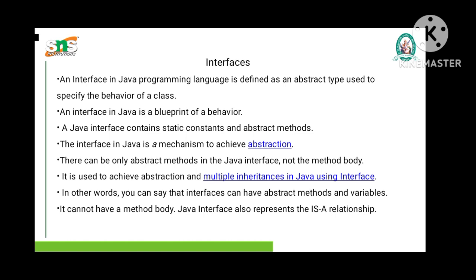There are three main reasons to use an interface. First, it is used to achieve abstraction. Secondly, by interface we can support the functionality of multiple inheritance. Thirdly, it can be used to achieve loose coupling.